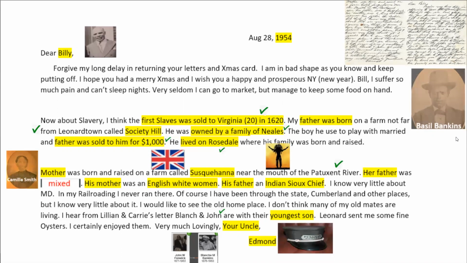Forgive me for not getting back to you, but my health has not been good. I'm in bad shape. I'm suffering in pain. I can't even sleep at night.